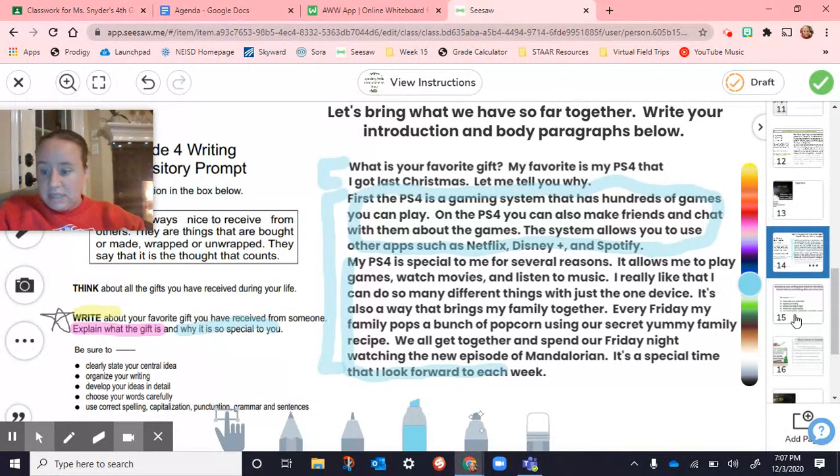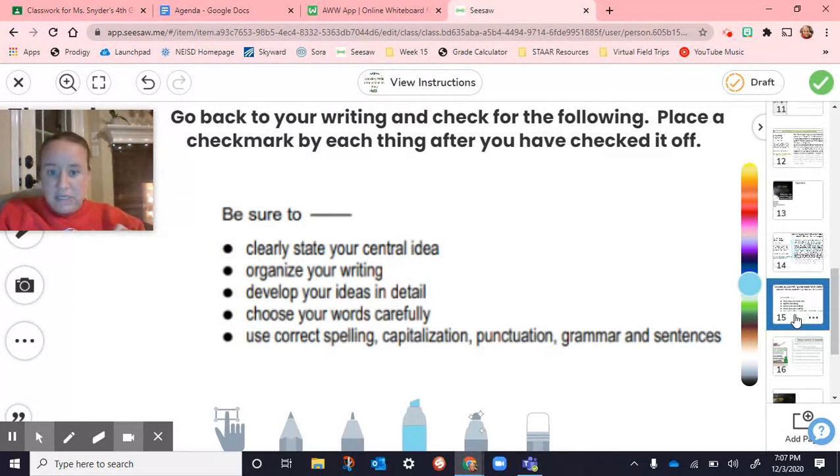This next page, page 15, is just a bigger version of the checklist. You just want to make sure that your central idea is clearly stated, and that you've told the reader what that gift is, your favorite gift that you've received.